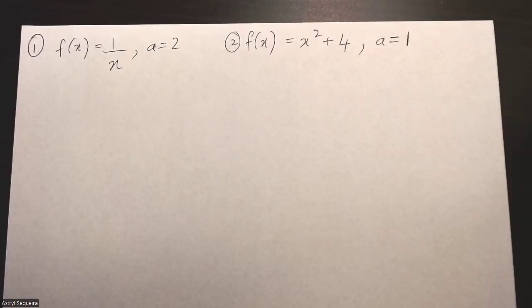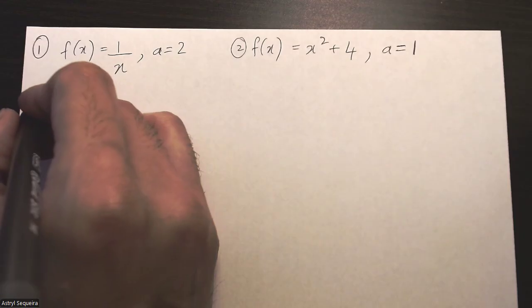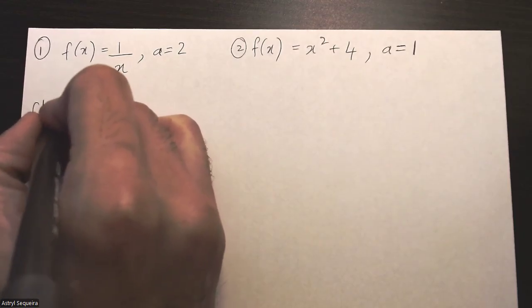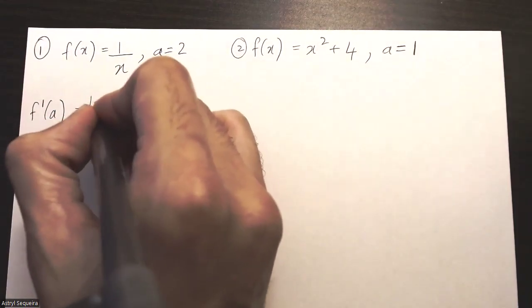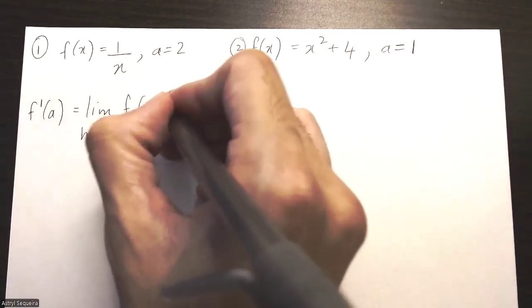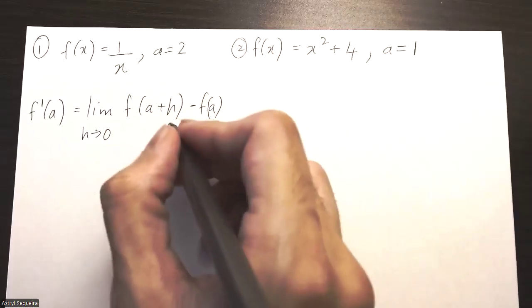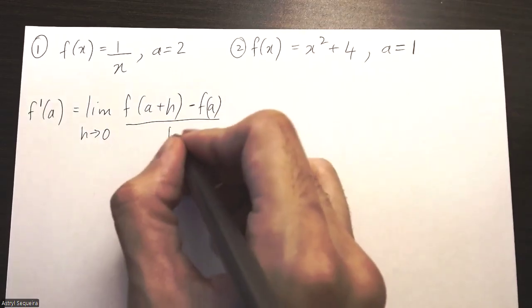All right, in this video, we are going to use the definition of the derivative from first principles to find the derivative of these functions at the given value of a. Generally speaking, our equation for the derivative using the definition is f prime of a equals the limit as h approaches 0 of f of a plus h minus f of a, divided by h.